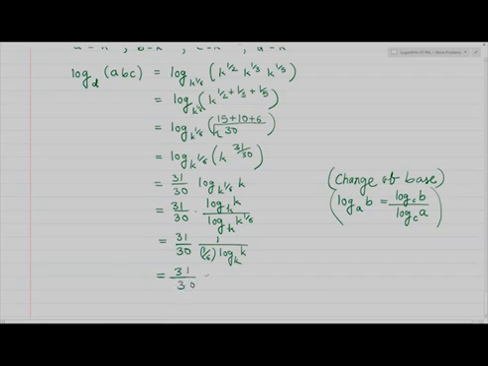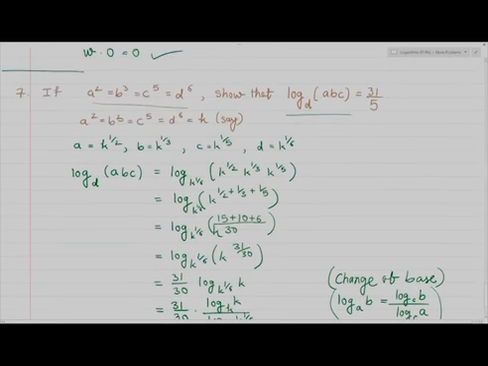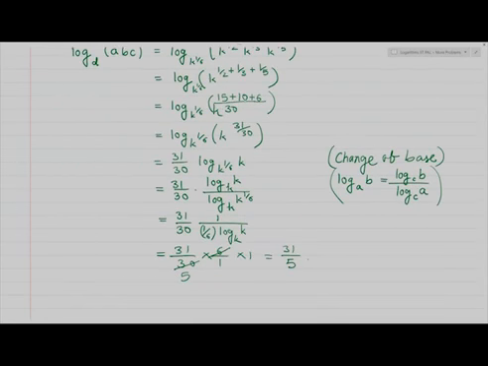30 into 6 upon 1 into, because this is 1, so it will be 1. So 6 5s are 30, so this must be equal to 31 by 5, and that should be the answer. Let us verify. Yes, that should be the answer. So it is correct. So we have proved it.